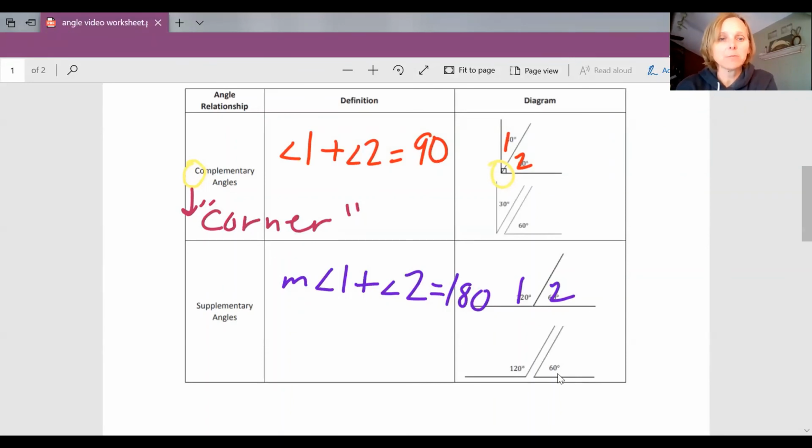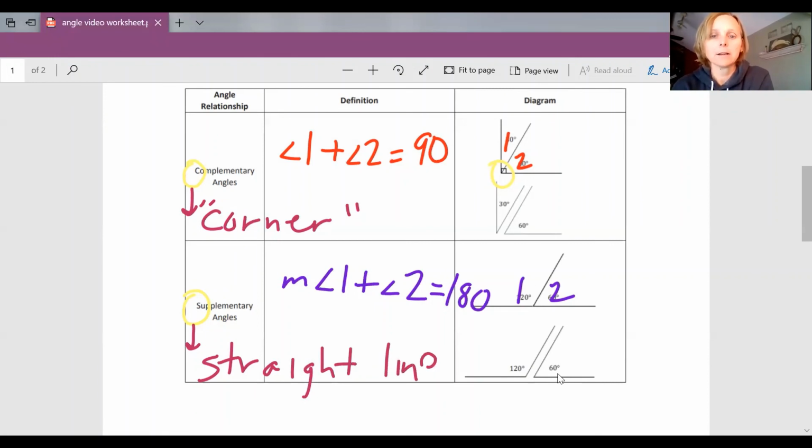If I do the same with supplementary, I think, what's a word that starts with S? Well, S starts the word supplementary, but it also starts the word straight, as in straight line. Oh, it's getting a little sloppy here. Okay, so supplementary angles make a straight line, which we know is 180 degrees, and complementary angles make that perfect corner, which we know is 90.